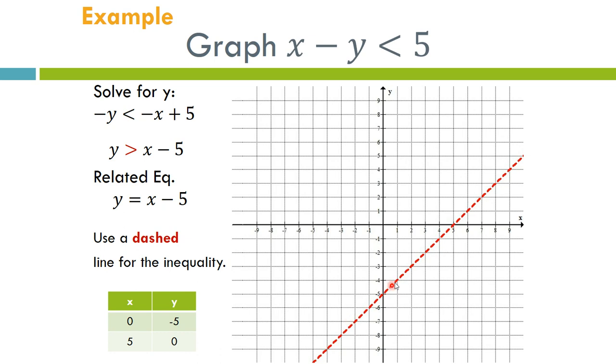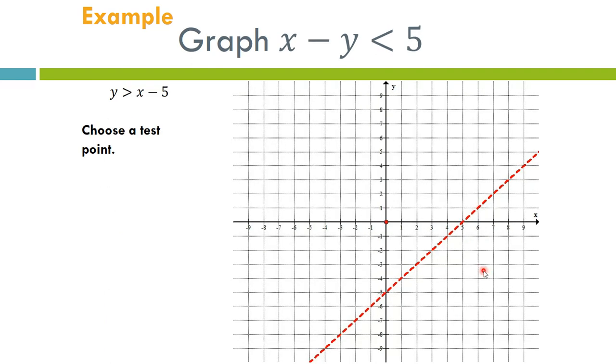Now, when this boundary line is on my xy plane, you can see that it kind of splits this graph into two pieces. I have this part of the graph that sits above the line, and I have this part here that sits below it. Now I'm going to have to determine which one of these sections I'm going to shade because one of those sections is going to contain my solutions. So in order for me to figure that out, I'm going to choose a test point.